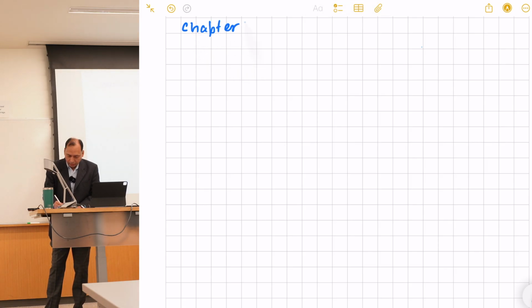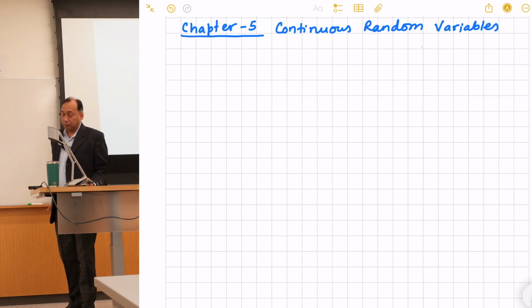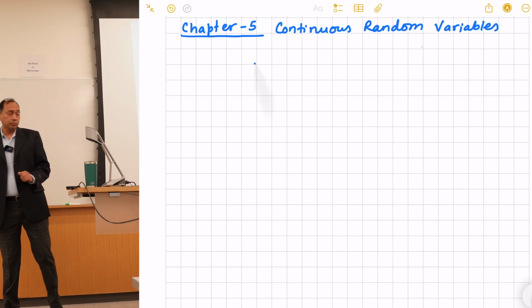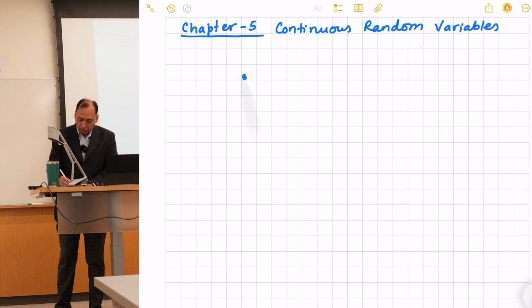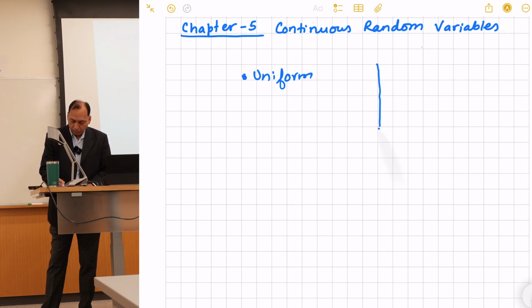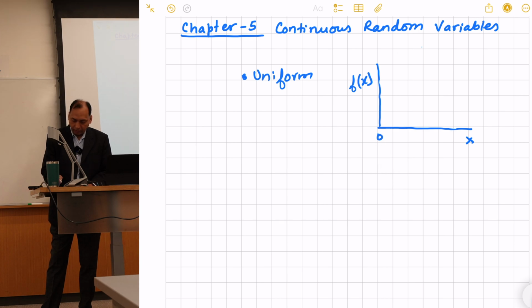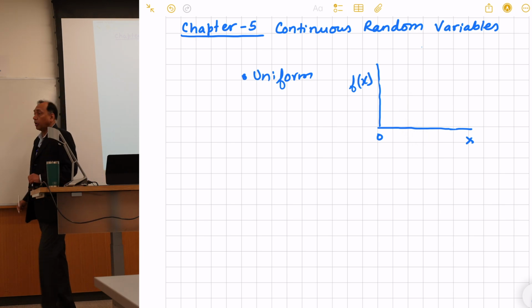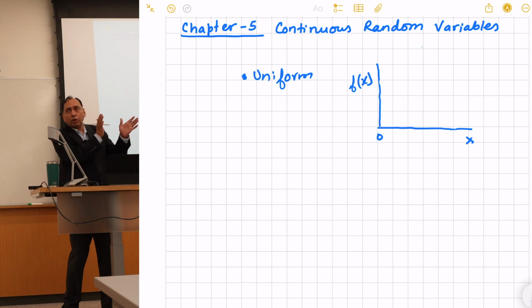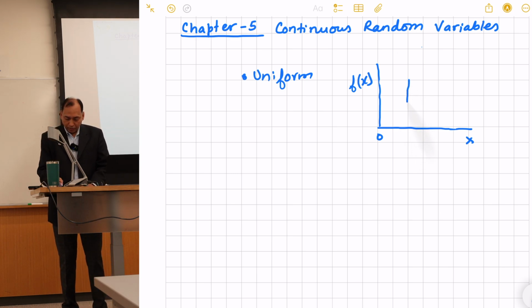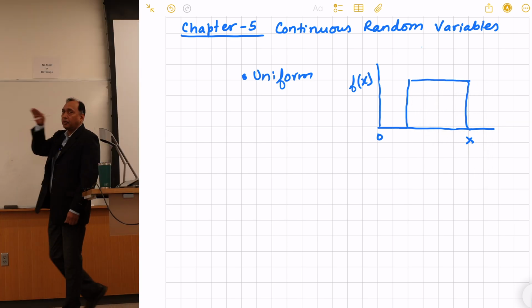There are 3 statistical distributions that we look at for continuous random variables. One is called uniform. The shape of the uniform distribution is something like this. You have a random variable x, and on the y-axis you have f of x, which is probability. The idea is that probability remains constant, so from somewhere here to here, the value remains the same, flat.